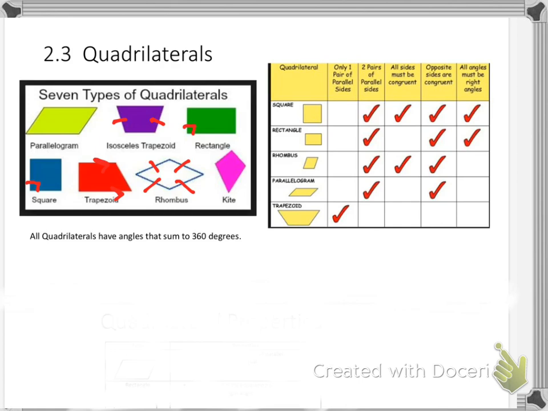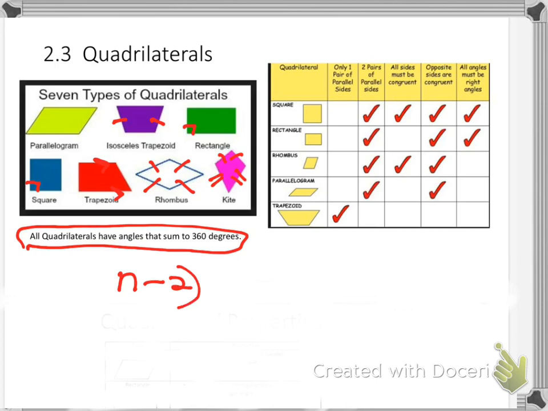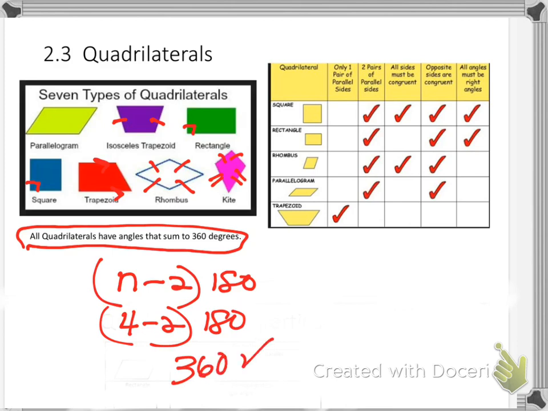And a kite has these 2 that are the same length, these 2 that are the same length, and none are parallel. Okay, so those characteristics are important. In terms of the angles inside, we know that the angles inside have to sum to 360. How do I know that? Well, don't forget we have that n minus 2 times 180. In this case, the n is 4. 4 minus 2 times 180 does indeed give me 360, so that checks.